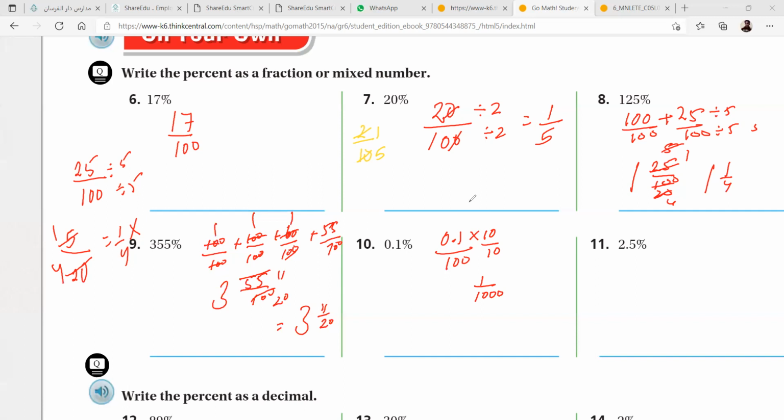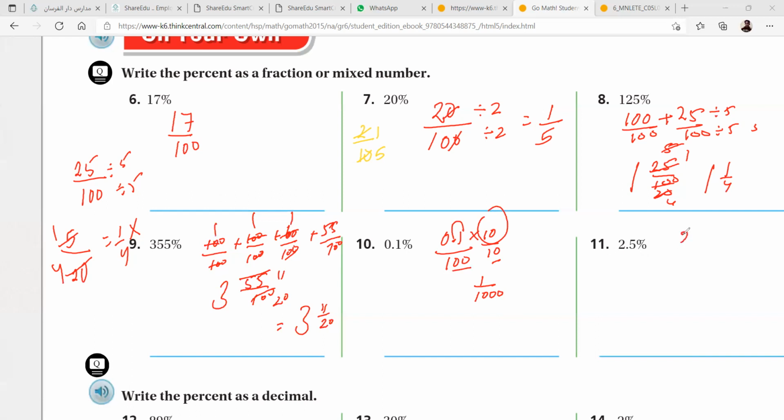0.1 over 100 times 10 over 10. Why did I do times 10? To remove this. To move it one place. So it's 1 over 1000. Multiply with 10. I make this. This multiply. I get 1 over 1000. I got the answer as a fraction. That is 1 over 1000.